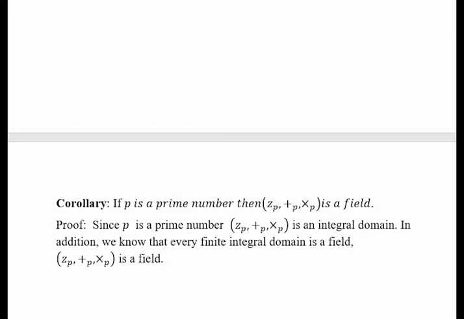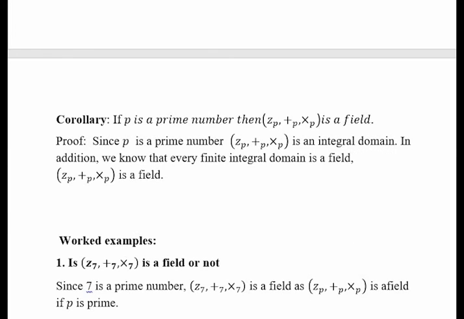Let us look into a quick corollary based on the previous theorem. If p is a prime number, then Zp under addition and multiplication modulo p is a field. Since p is a prime number, because of the previous theorem, it becomes an integral domain, and we know that every finite integral domain is a field, and Zp is a finite integral domain, hence it becomes a field. So any finite integral domain is always a field. Hence Zp is also a field whenever p is a prime number.